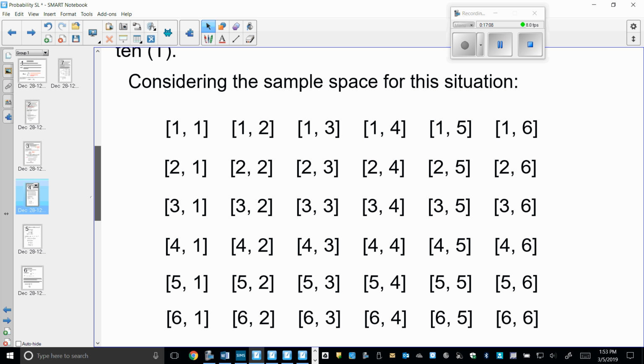So for this, essentially I've got dice 1, 2, 3, 4, 5, and 6, and dice 1, 2, 3, 4, 5, and 6. So when I join them together, I've got a 1, 1, a 1, 2. These are all my different possibilities.